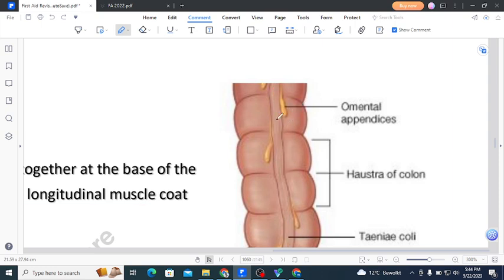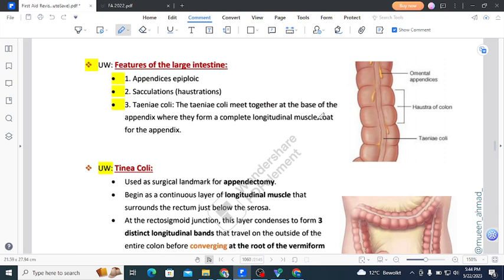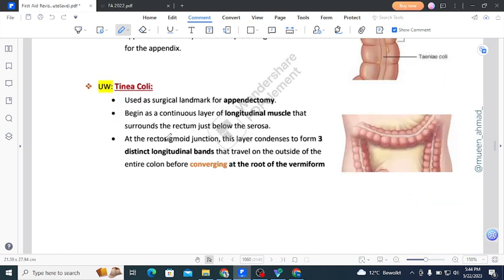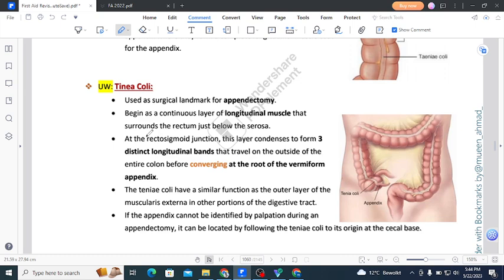Secondly, there are three bands of that, one on the anterior side and two lateral bands. They fuse together at the appendix, where they form a single longitudinal coat, so a complete longitudinal muscle coat for the appendix. Then there is the UWorld point about the teniae coli. They are used as a surgical landmark for appendectomy.